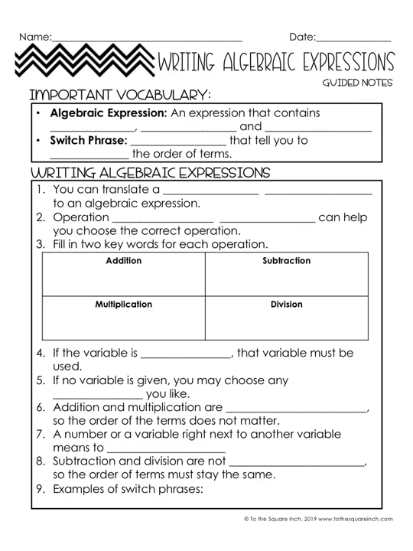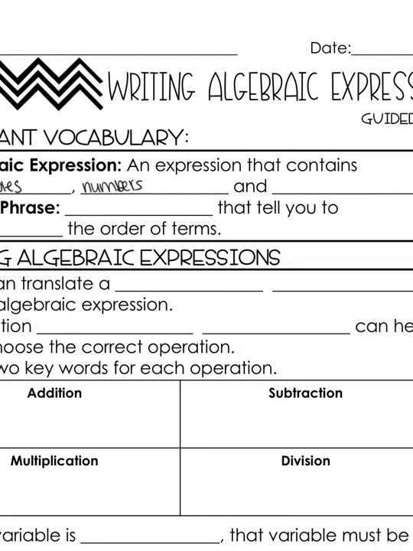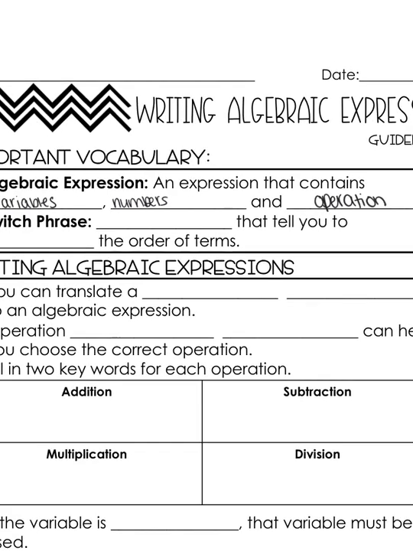Okay, so we're going to be talking about writing algebraic expressions. An algebraic expression is an expression that contains variables, numbers, and operations. A variable is something that stands for an unknown quantity, and we usually use letters for those, right?